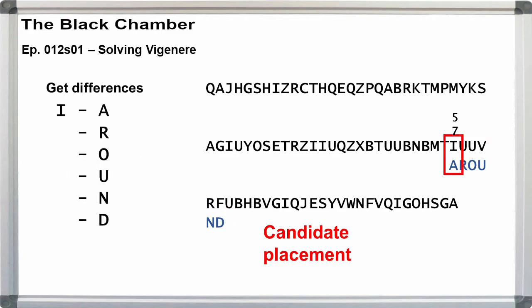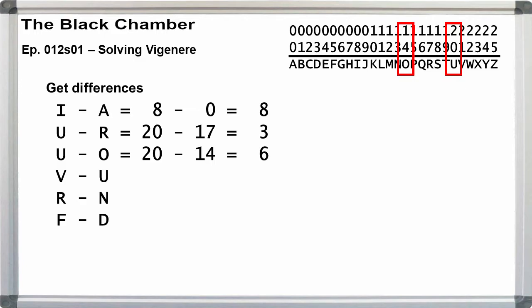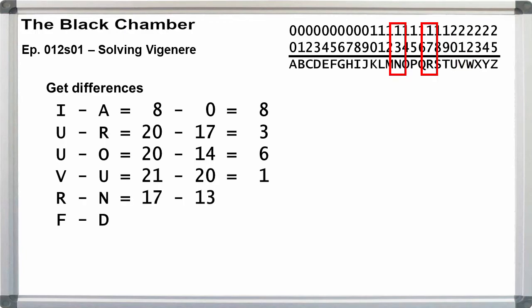Subtracting out our hint letters from our candidate letters, we get a potential key. I minus A is 8 minus 0 is 8. U minus R is 20 minus 17 is 3. U minus O is 20 minus 14 is 6. V minus U is 21 minus 20 is 1. R minus N is 17 minus 13 is 4. F minus D is 5 minus 3 is 2.